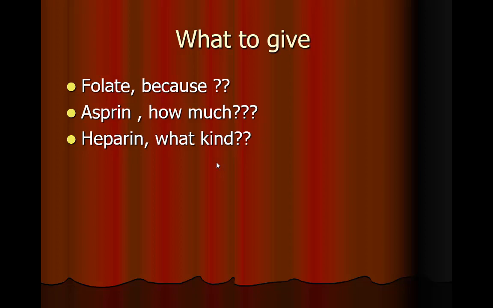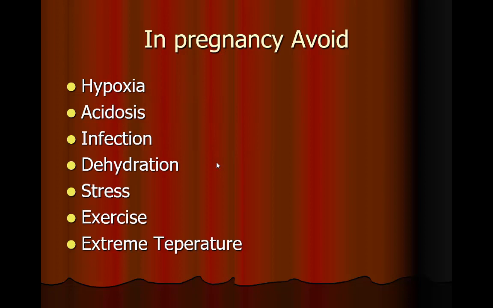We give folate because they have folate deficiency. We give aspirin to prevent hypertension and decrease the risk of thromboembolism. We give heparin when she has a previous history of thromboembolism, in a prophylactic form. In pregnancy, we must avoid hypoxia, acidosis, infection, dehydration, stress, exercise, and extreme temperature because all of these may lead to more hemolysis.